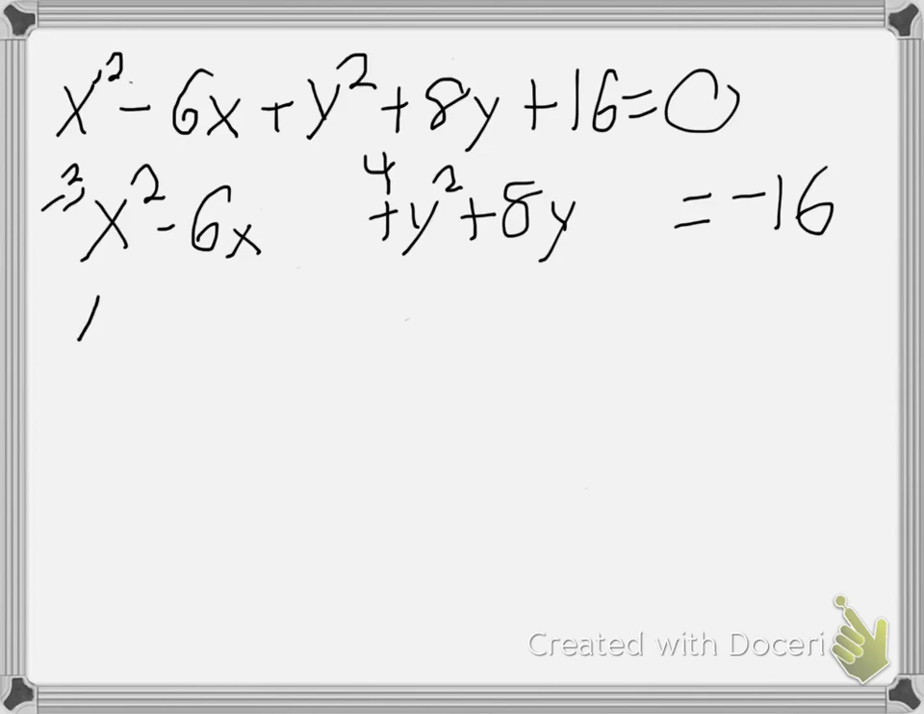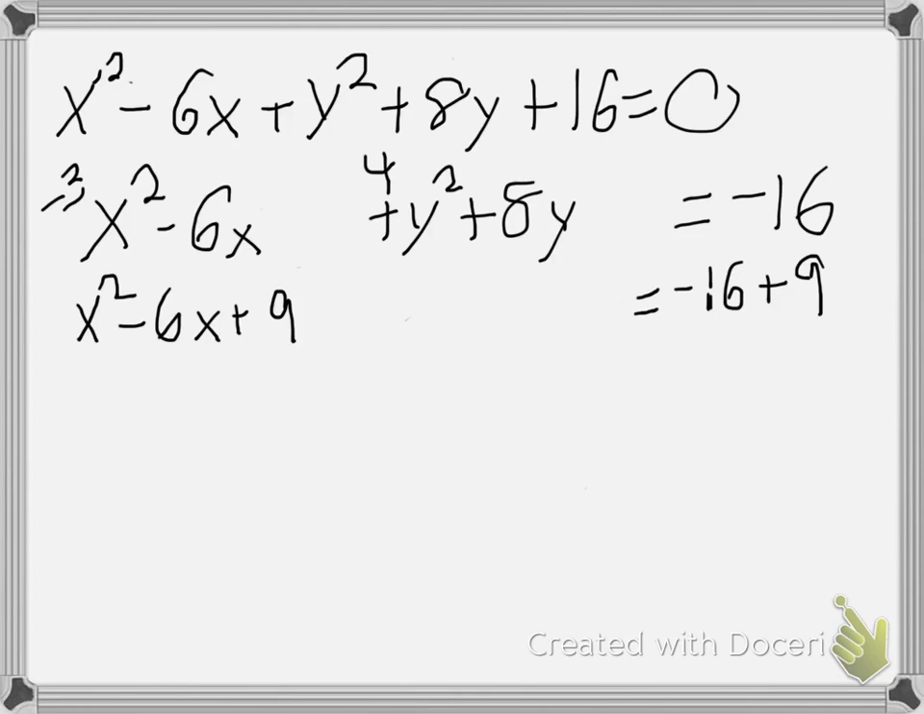So I've got x squared minus 6x plus 9. And over on the right-hand side, I now have negative 16 plus 9. Okay.